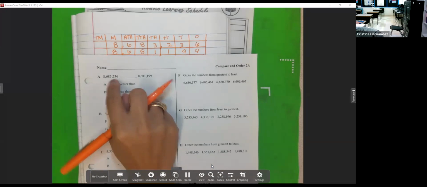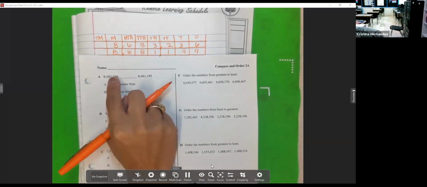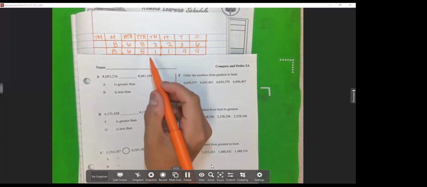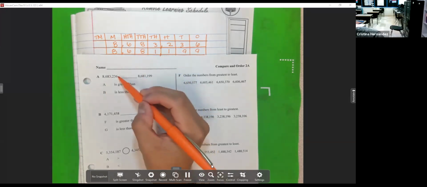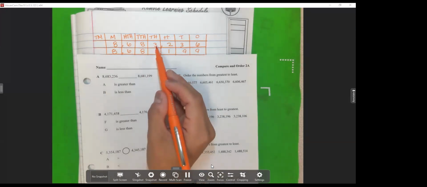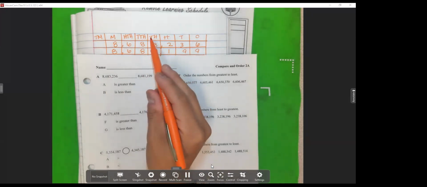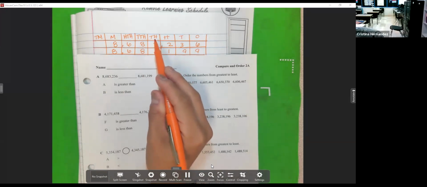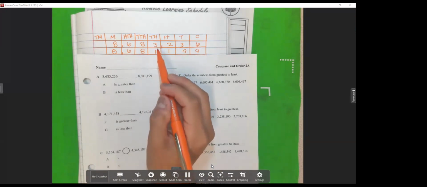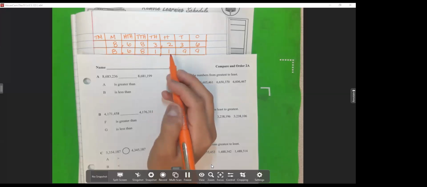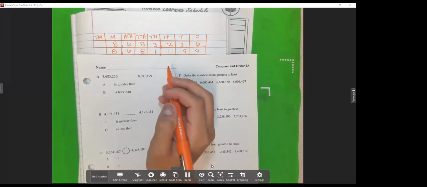All right, so is this number greater than that number or less than that number? Let's look at our charts. Greater. Why is it greater, Mariah? The first one, right? It's greater than that. Yep. It's because right here in the thousands place, the 10,000, yes. There's a 3 on the first one, and there's a 1 at the other one, and 3 is greater than 1.